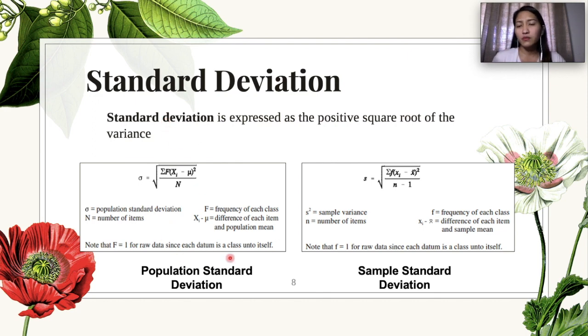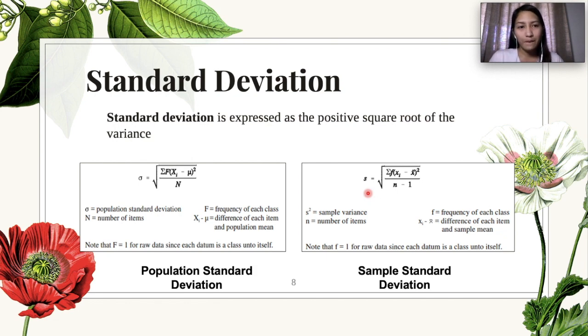Again, for population standard deviation, you will get it from population variance. Square root mo siya, kaya ganito yung symbol niya. Wala na siya nung raised to 2 kasi kinuha mo yung square root. So that's the symbol for standard deviation, lagi niyo yung tatandaan. This is the symbol naman for sample standard deviation.